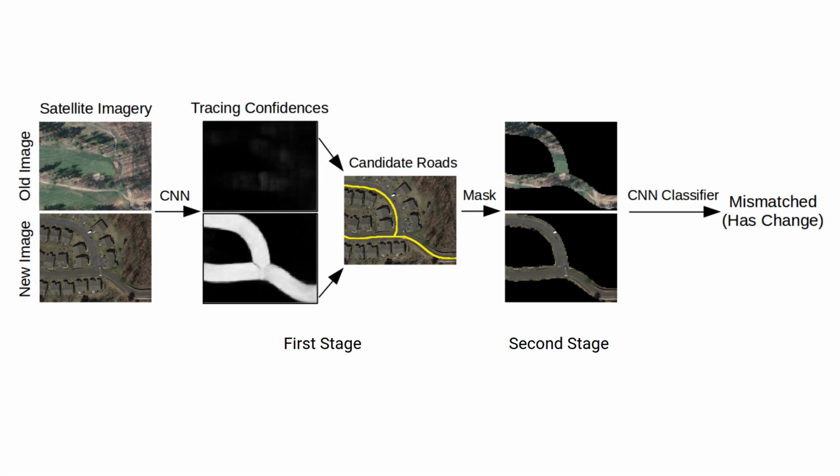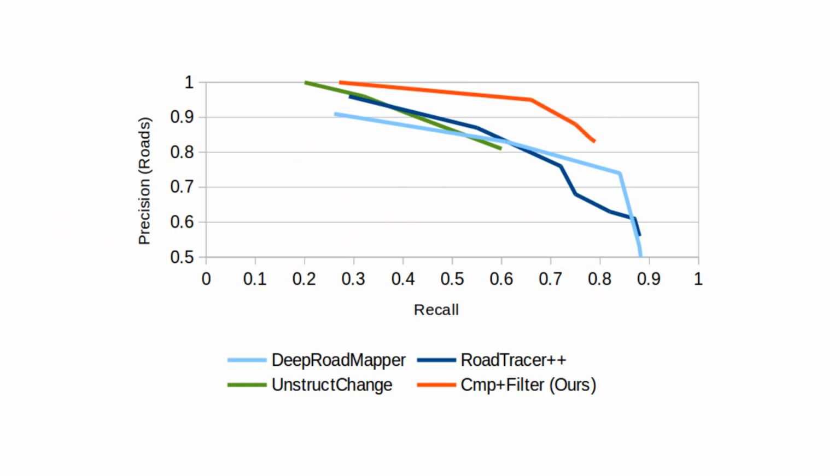In the first stage, we independently process old and new imagery at a location through machine learning models, and then compare the outputs of those models to identify candidate areas where the physical road network may have changed. In the second stage, we further improve precision by pruning candidates using a classifier that's trained using a novel self-supervisory learning signal that does not require any hand labeling. The final outputs are proposed changes that have high precision.